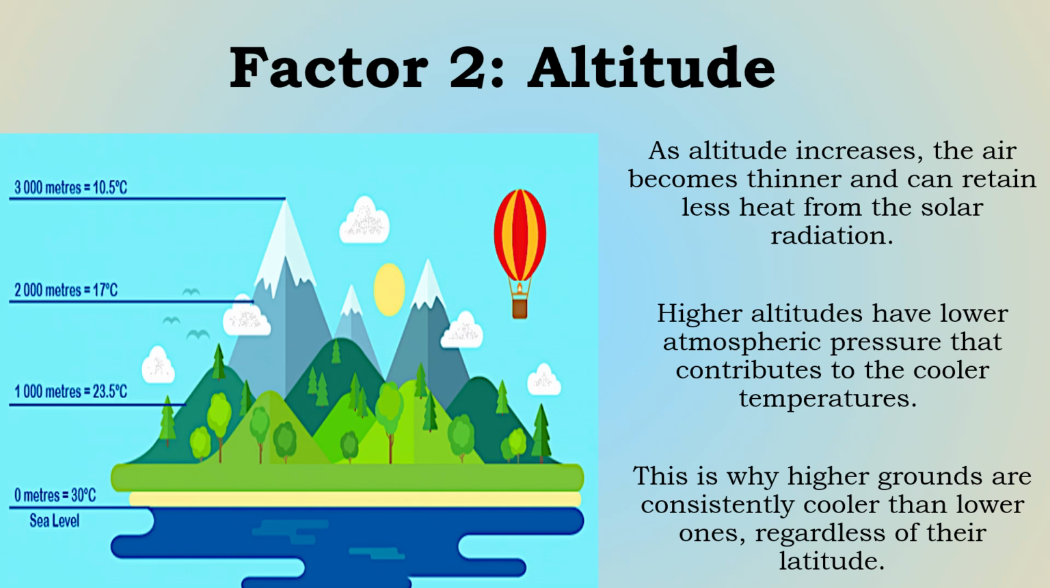Altitude is a significant factor that affects the climate of a place. As altitude increases, the air becomes thinner and can retain less heat from the solar radiation. Higher altitudes have lower atmospheric pressure that contributes to the cooler temperatures. This is why the higher grounds are consistently cooler than lower ones, regardless of their latitude.